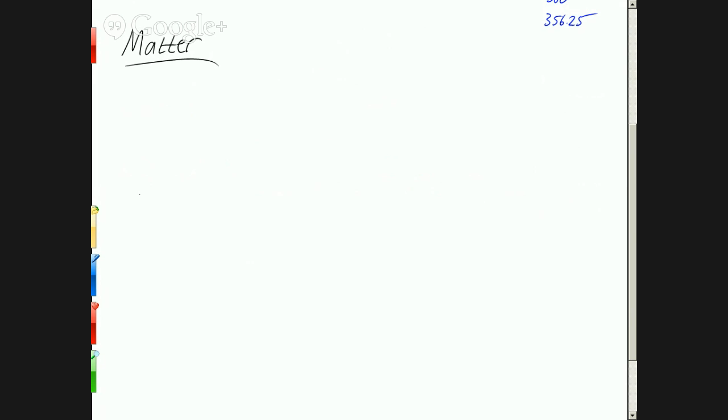How would you define matter? Anything that has a mass. Mass over volume is density. Anything that has what? Well, just mass, but yeah. Yeah, anything that has mass and occupies space, any stuff, anything.